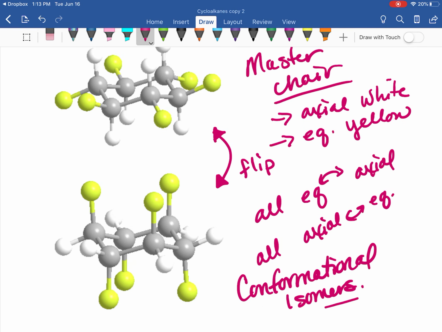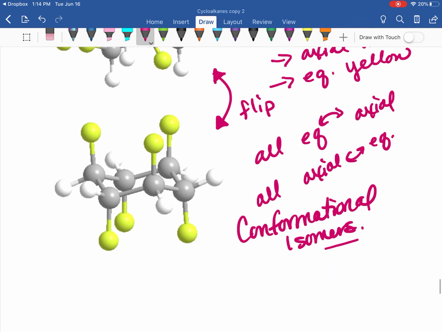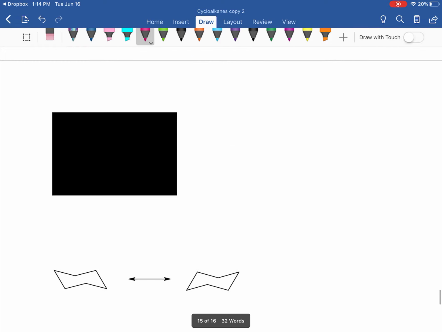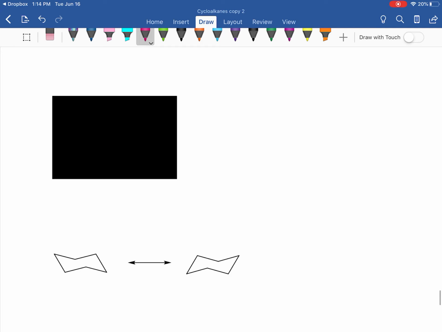You've got a chair and a chair flip because they can bond rotate. And when they flip, everything that was axial is now equatorial, and everything that's equatorial is now axial. So let's try that though on your model set. This is one of the hardest things for me to try to do for you on a flat screen.